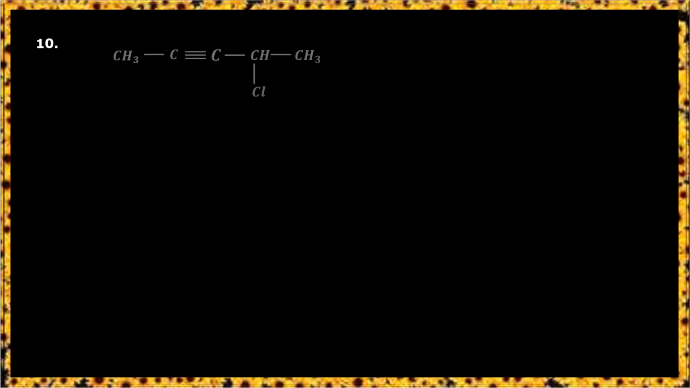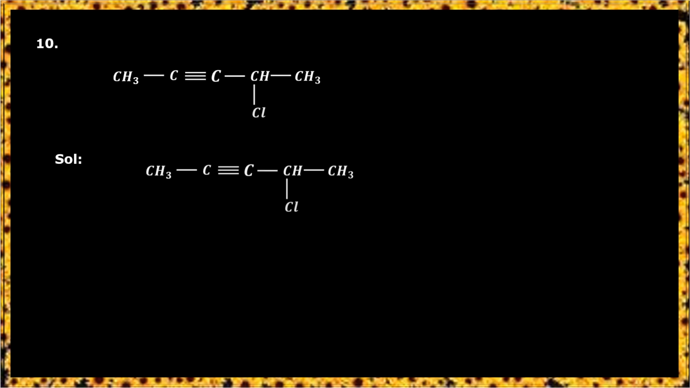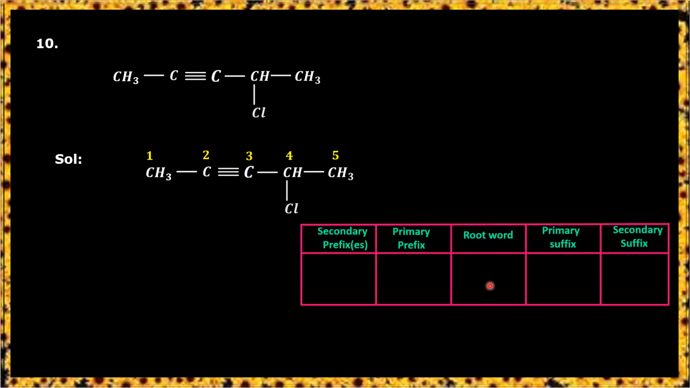Next, 10th problem. Solution. So we have to give the numbering from left to right only. Here 1, 2, 3, 4, 5. Root word is pent. Primary suffix is yn, secondary suffix is e, and one substituent, that is chlorine, is there. Okay. So 4-chloro pent 2 yne, 4-chloro pent 2 yne.